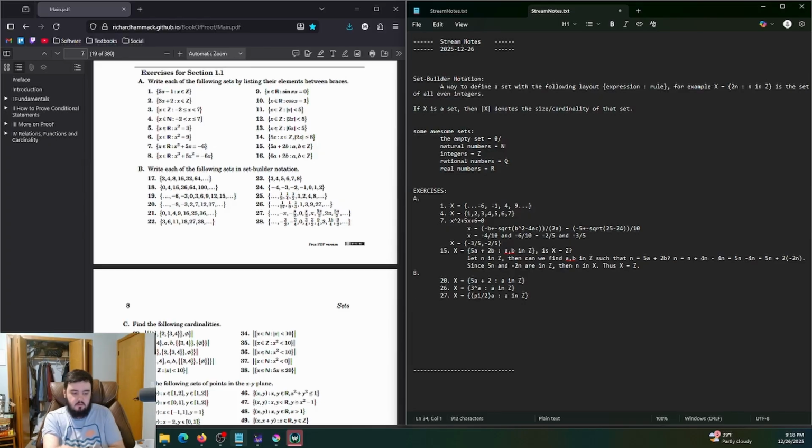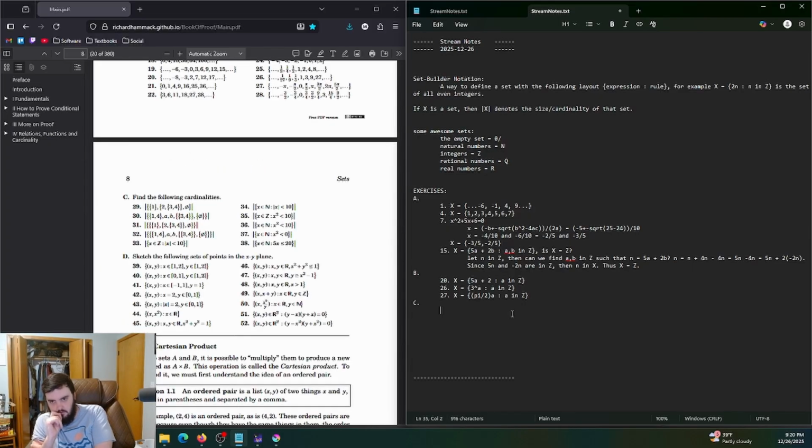Okay, let's move on. Section C. Find the following cardinalities. Let's try the first one. Okay. I don't know why it took me so long to process that. This is easy. You basically just need to figure out how many elements there are. And they try to trick you with all these braces. This is so ridiculous. When are you ever going to see a set like this? All right, this one, I think it has 3.